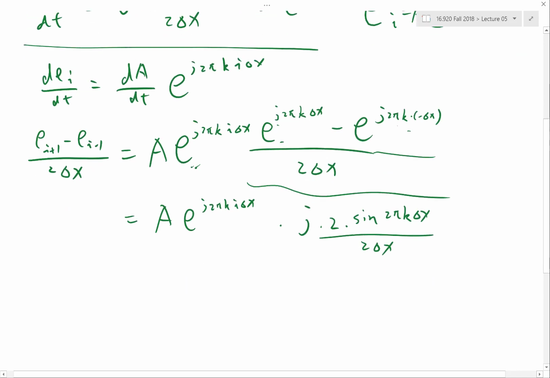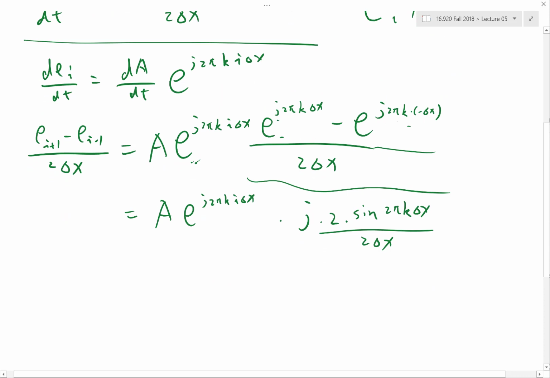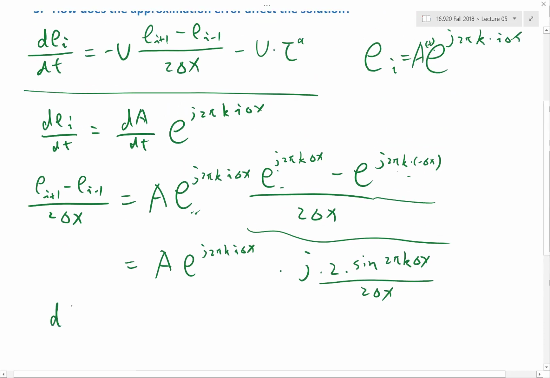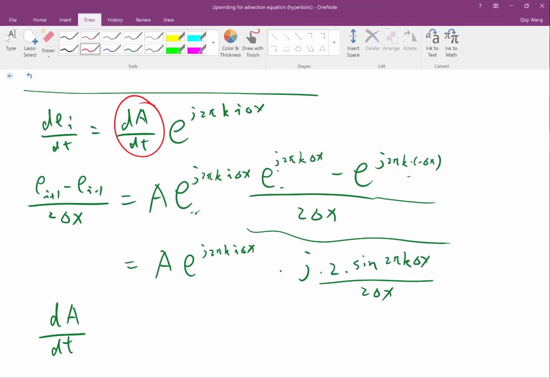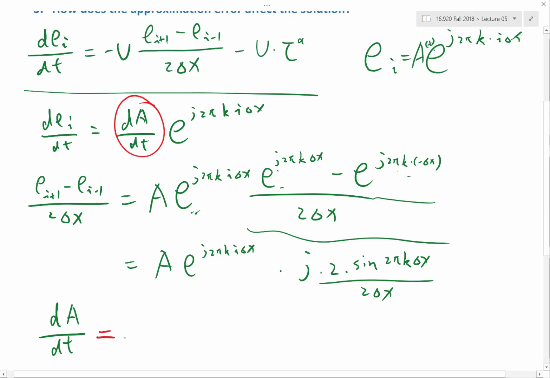Okay? So now plug this into this equation. We have dA/dt, which is equal to minus u times whatever is here. This term is the same, so I'll remove both terms from both sides. On the left hand side I only leave dA/dt, and on the right hand side I only have A times j times sine of 2 pi k delta x divided by delta x.